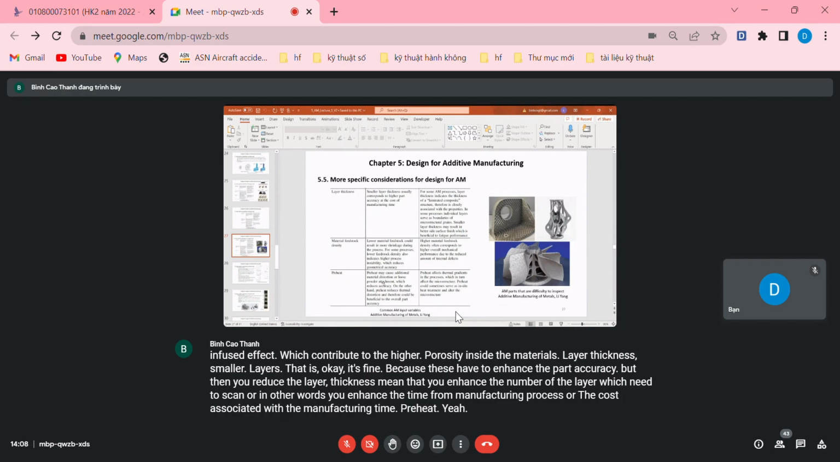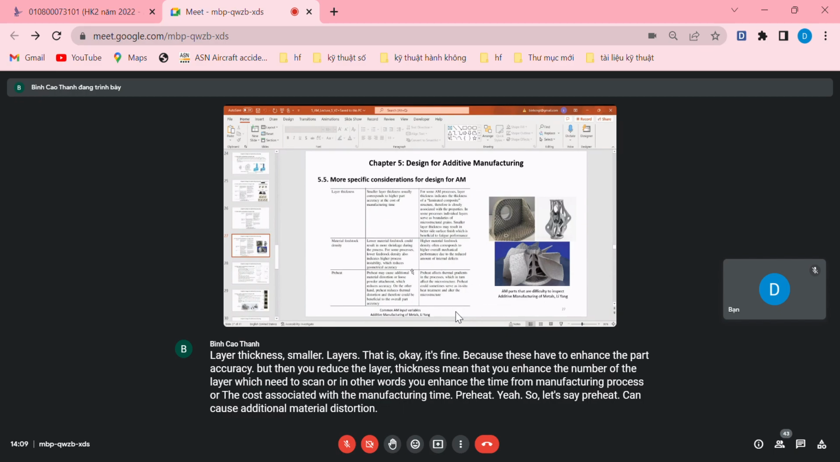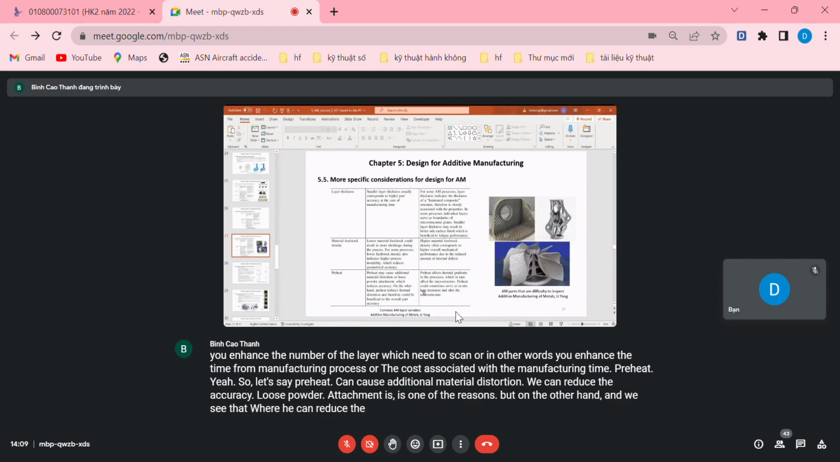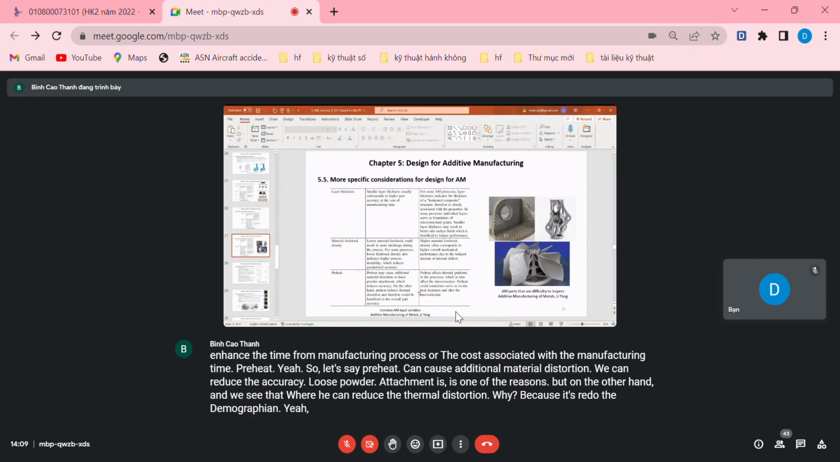Preheat. Let's say preheat can cause additional material distortion and can reduce the accuracy. Loose powder attachment is one of the reasons. But on the other hand, we see that preheat can reduce the thermal distortion. Why? Because it reduces the thermal gradient.